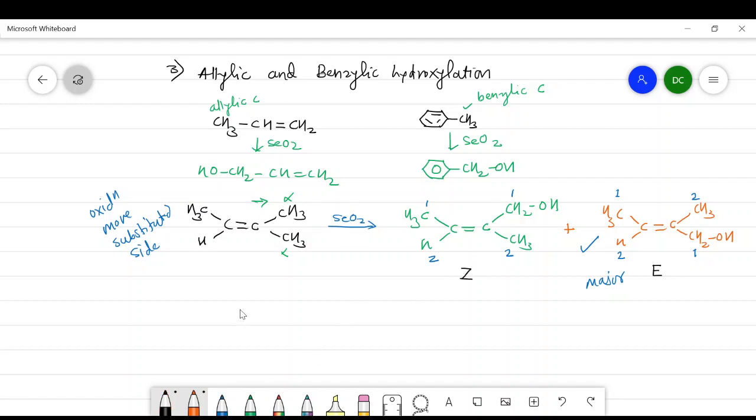The next example we will take for benzylic hydroxylation. This is a phenyl ring, then it is attached to the ethene. It undergoes oxidation. We know that this is a benzylic carbon and it is going to convert into CHOH. So I will write the direct product here: CH, then OH, and then CH3. In this way, we get the corresponding benzylic hydroxylate.